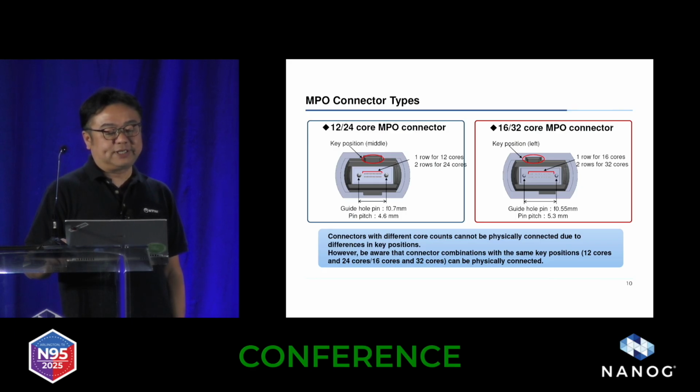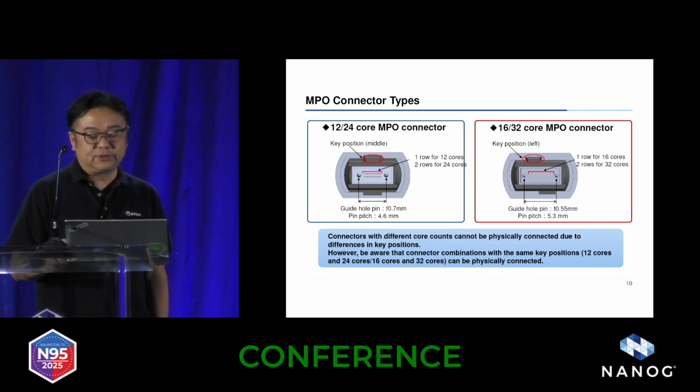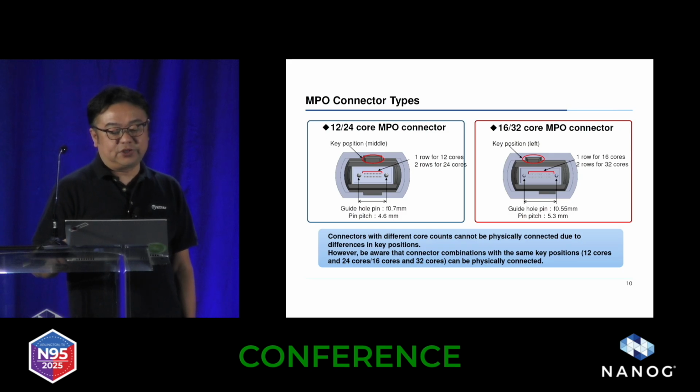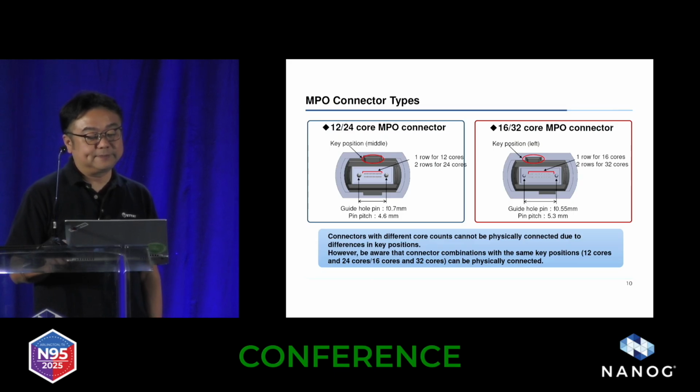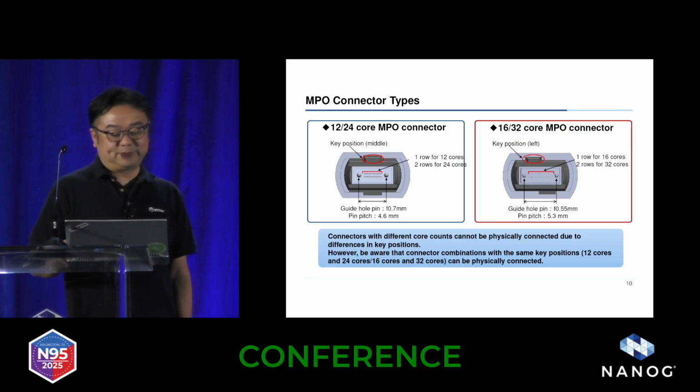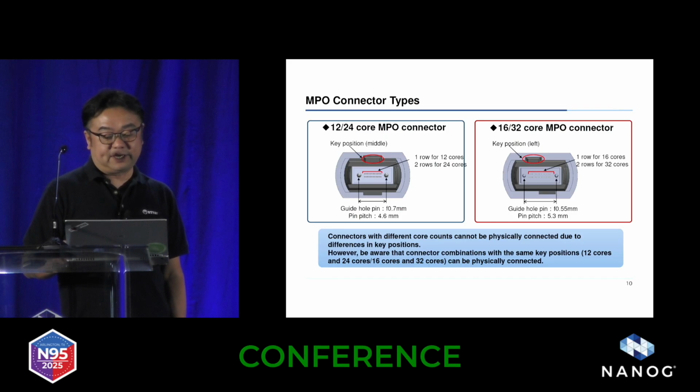While it is possible to physically connect 12 and 24 cores, and 16 and 32 cores, it is difficult to tell just by looking at them. The fiber types and number of cores are usually printed on the cable, so please check there. It is possible to visually check the MPO itself, but in that case, please make sure that nothing is connected on the other end. It is extremely dangerous to look directly at a ferrule when it's emitting light.